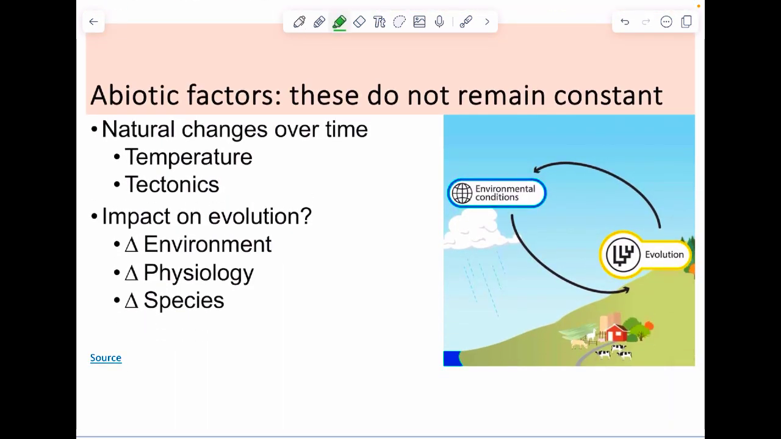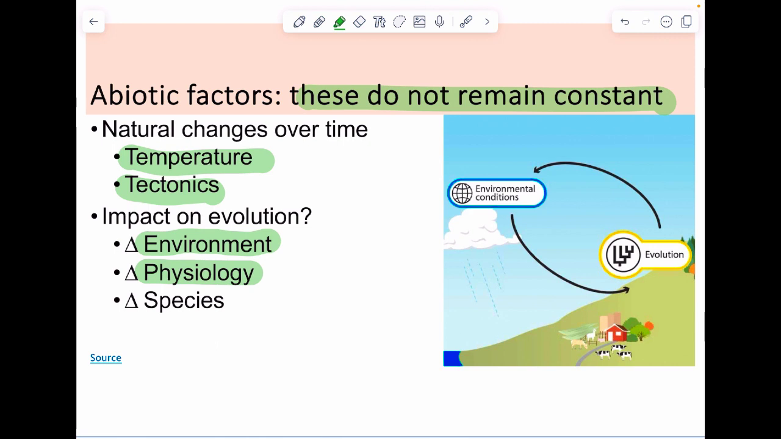The big thing that we notice when we start looking at abiotic factors is they don't actually remain constant. And the reason for that is temperatures are constantly fluctuating because of air currents. Tectonics are shifting, which means we're shifting wind patterns and we're going to shift around currents. And this is normal. We know that whenever you change the environment, you need to have physiology that can deal with that new adaptation.